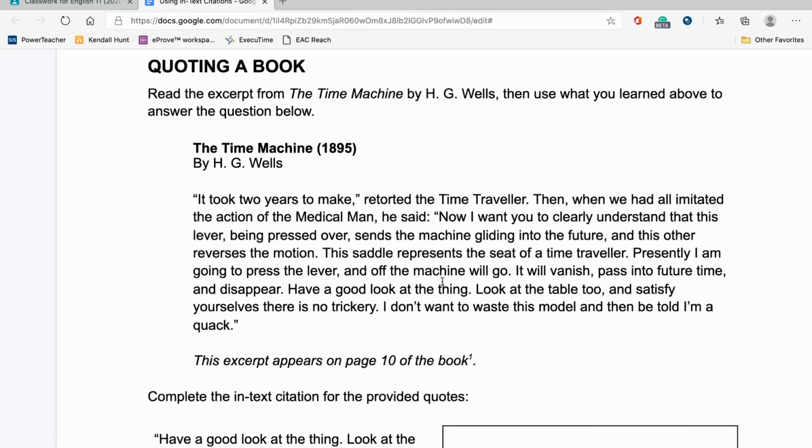Have a good look at the thing. Look at the table too, and satisfy yourselves there is no trickery. I don't want to waste this model and then be told I'm a quack.